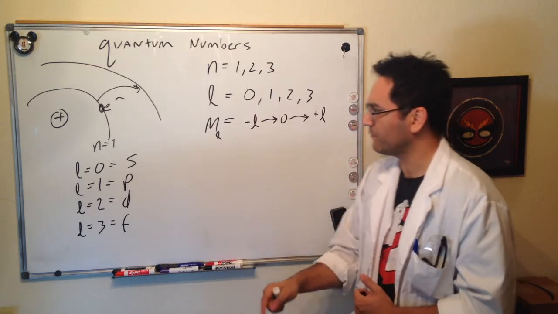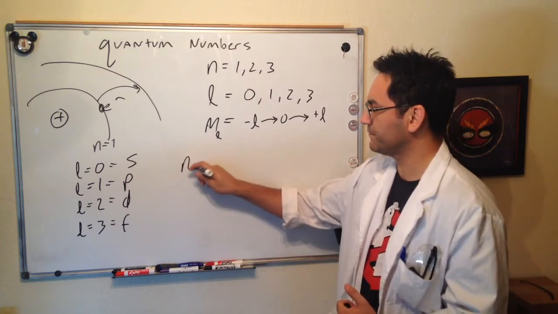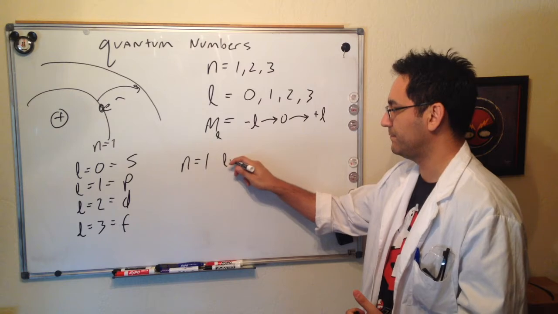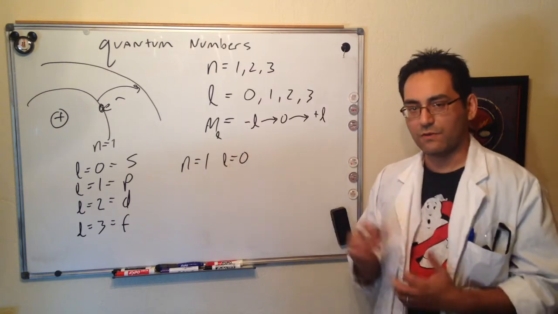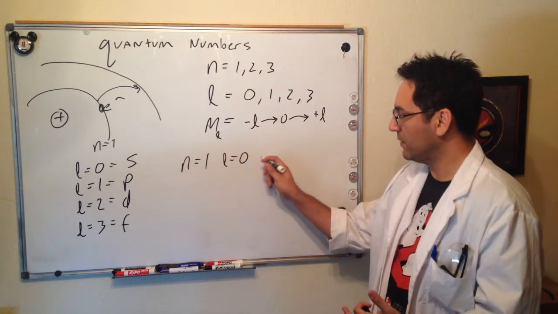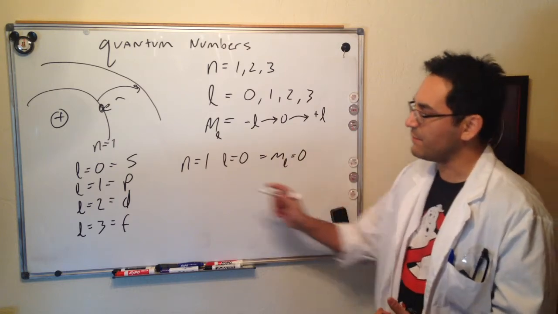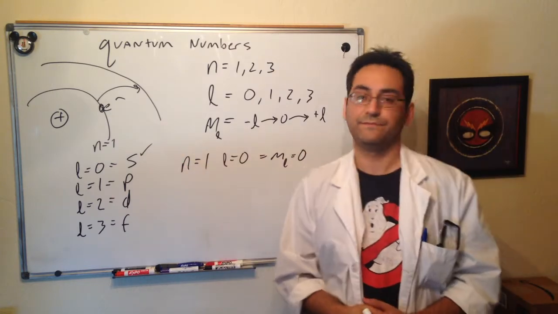So let's take an example. Let's say that n equals 1. Alright, well we know that L has to be 0. Alright, well when L is 0, ml is automatically 0. And so that means the only type of orbital we get is the s.